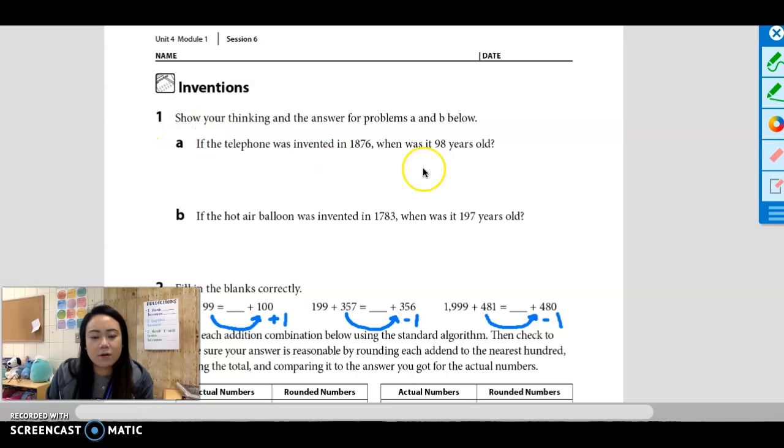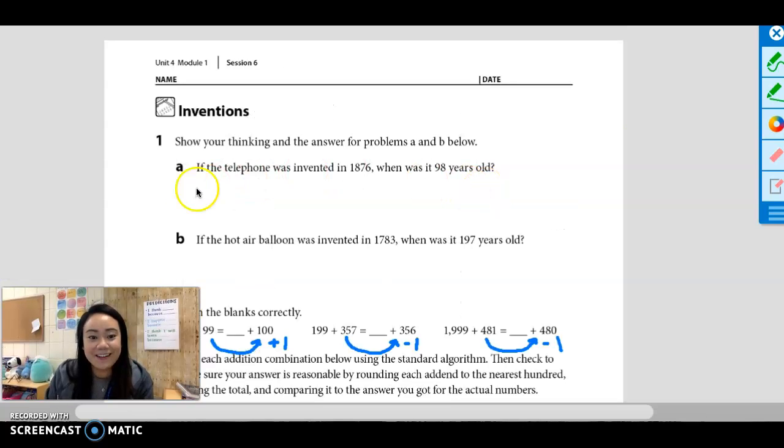Number 4, or sorry, I don't know why I said that. Page 137. A, if the telephone was invented in 1876, when was it 98 years old? So I know that it was born in 1876. And I'm trying to calculate when it would be 98 years old. So what I'm going to do is add 98 to it, because 98 years later from 1876 would be the answer. And notice how I lined it up in the ones place and tens place. Okay, so that's for you to do. You're going to do the same thing for B.